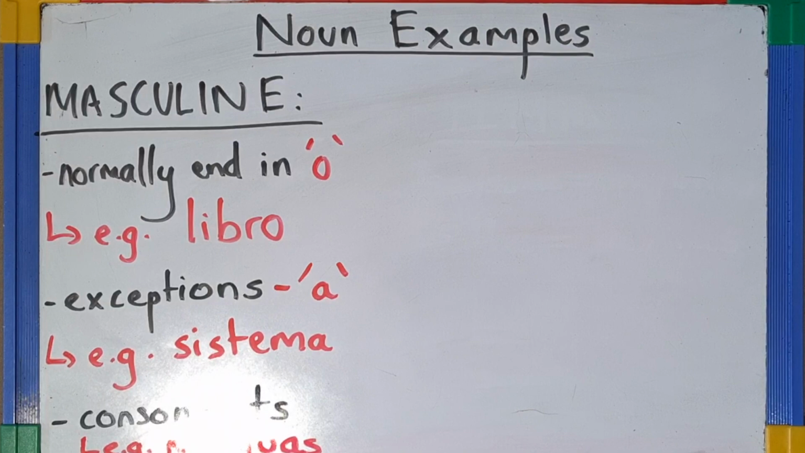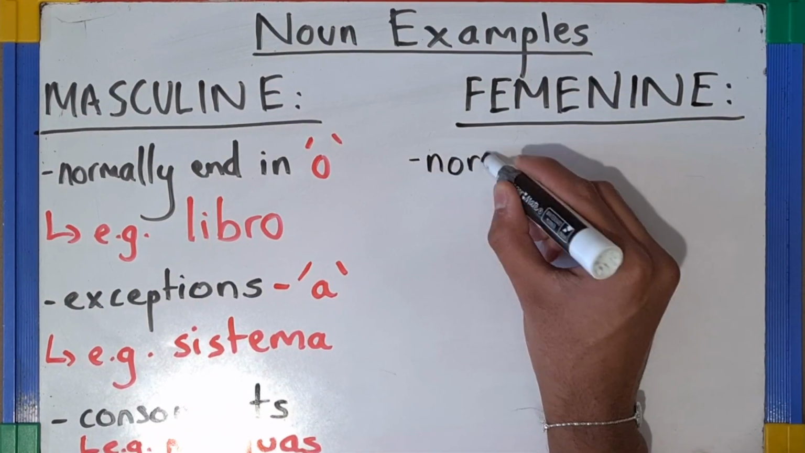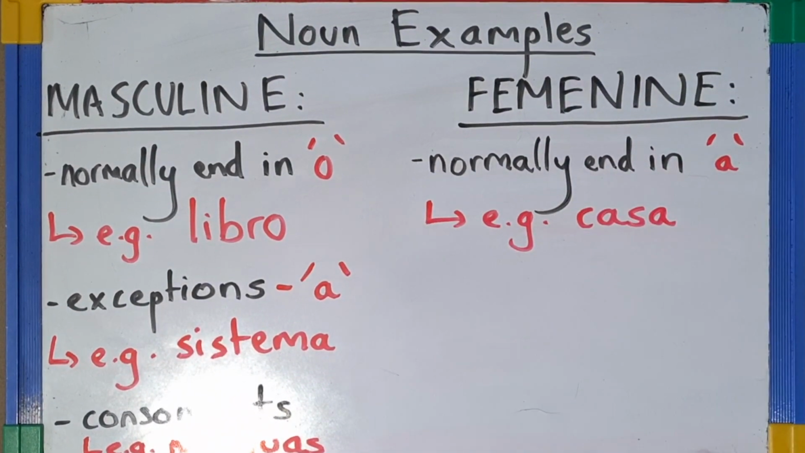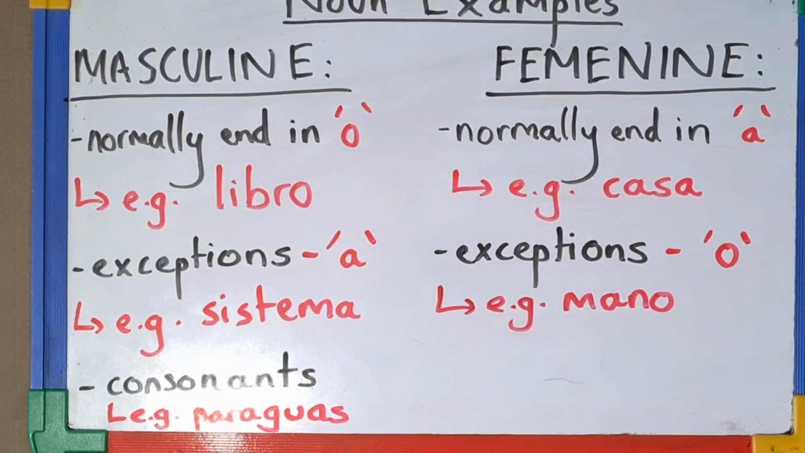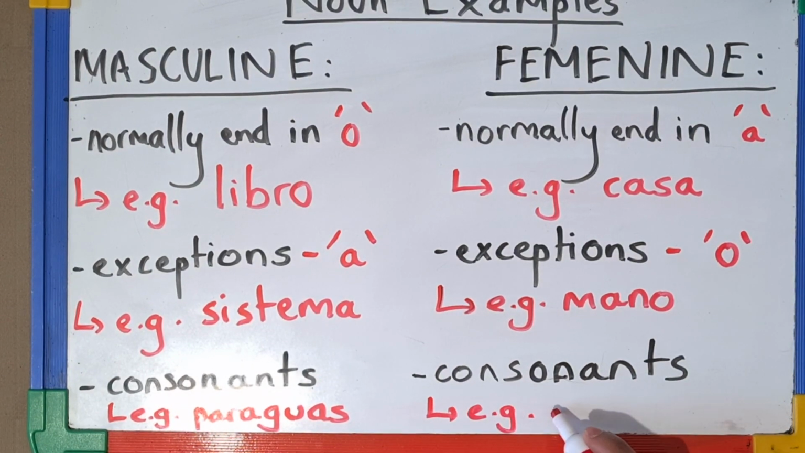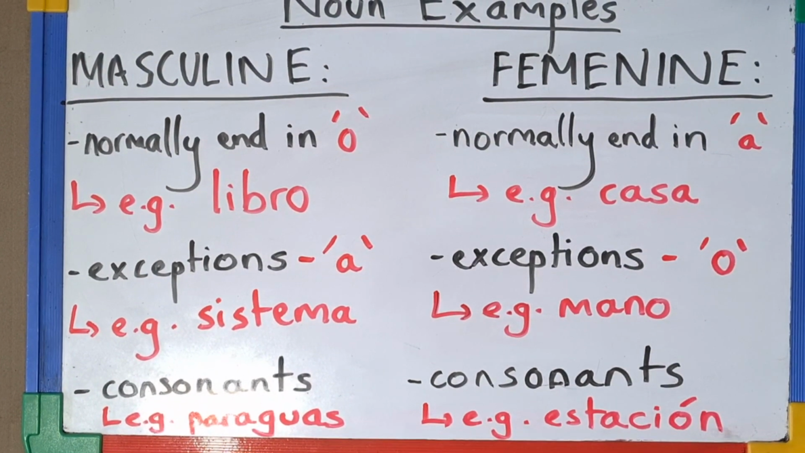Moving on to feminine nouns. Feminine nouns normally end in a. For example, casa, the Spanish word for house. There are some exceptions where they might end in o, which is normally the case for masculine nouns. For example, mano, the Spanish word for hand. Some feminine nouns can also end in consonants. For example, estación, the Spanish word for station.